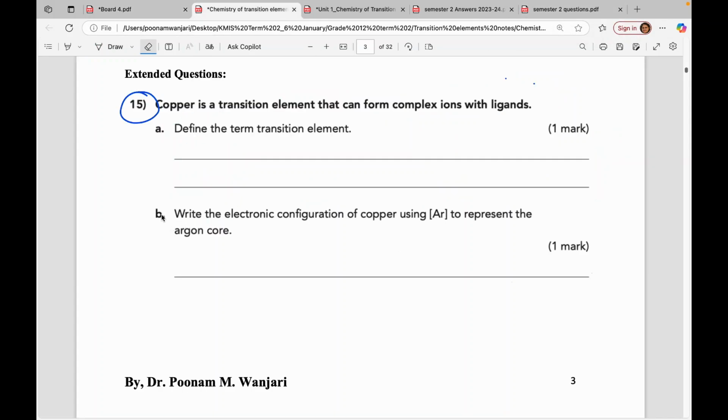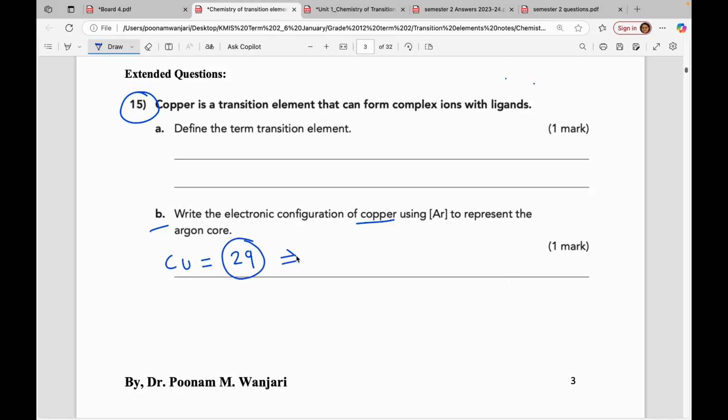Now next, question B. Write the electronic configuration of copper using argon core to represent argon core. So students, when we write the electronic configuration of copper, we should know the atomic number. The atomic number of copper is 29. It's neutral, so the number of electrons is equal to the number of protons. So the number of electrons is also 29.